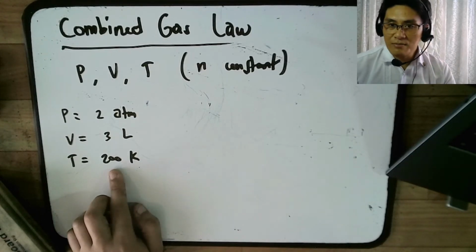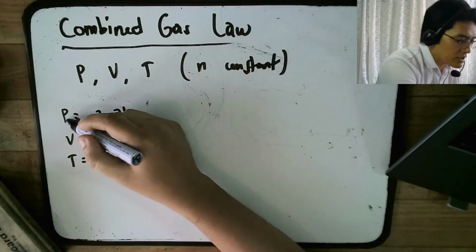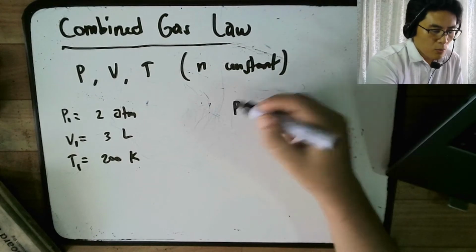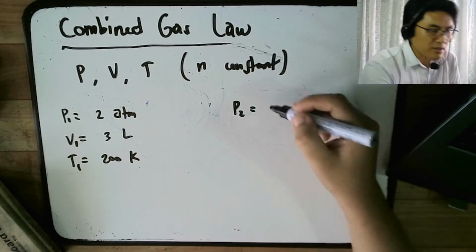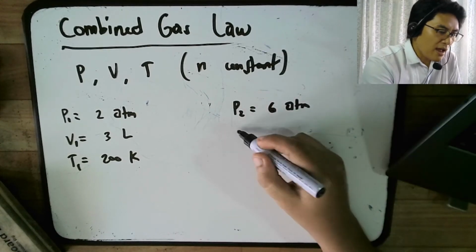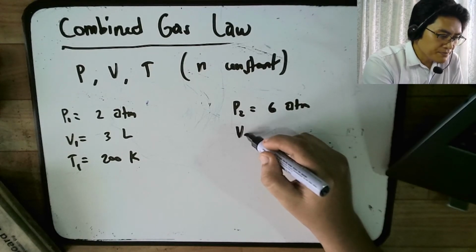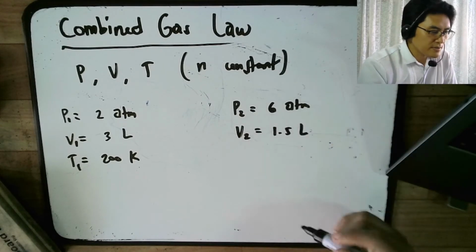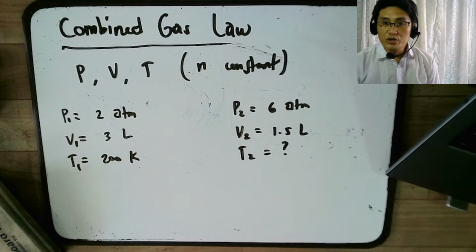We will use Kelvin because again, we are still looking at how this formula works. Okay. And then let's say once you have that, what if you increase the pressure such that the pressure is now 6 atm, and then you decrease the volume to 1.5 liters. Now the question is, what will be your temperature 2?